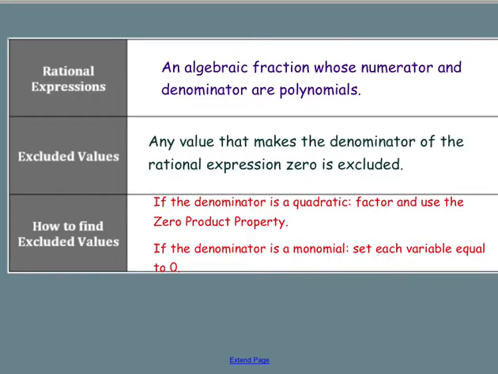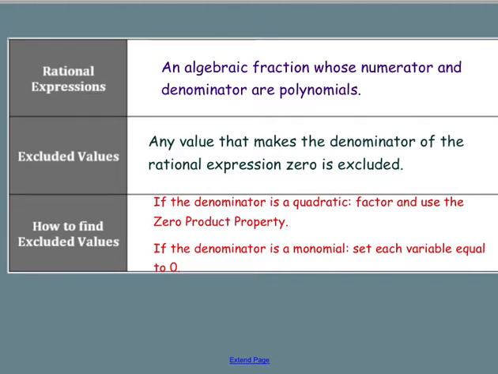So first of all, what is a rational expression? A rational expression is an algebraic fraction whose numerator and denominator are polynomials. So that means there's letters, exponents, coefficients, all that stuff you learned about in Unit 3. What is an excluded value? An excluded value is any value that makes the denominator of the rational expression 0. Now we need to exclude those values because the denominator of a fraction cannot be 0. That is a huge math no-no.